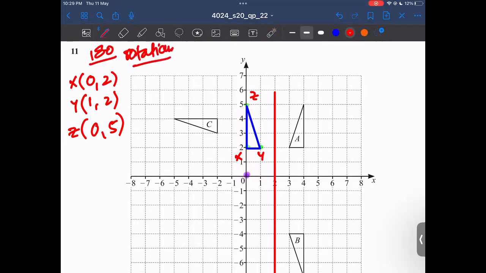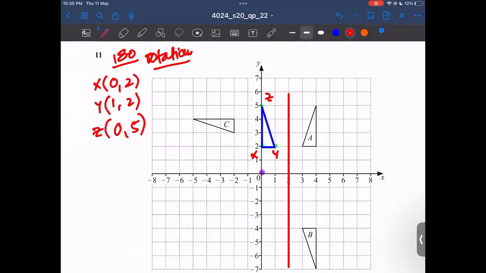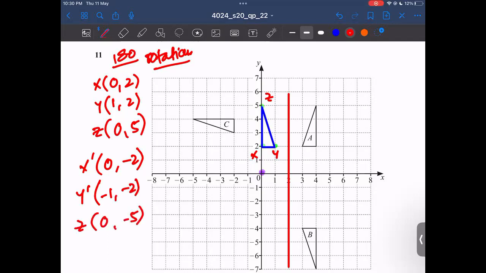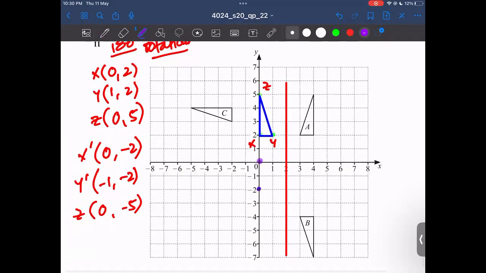in a 180-degree rotation, we are going to change the sign of every distance. This becomes -0, -2. So 0 is neutral, so it's just 0, -2. Y dash is going to be -1, -2. And z dash is going to be 0, -5. We are going to change the sign of all the distances over here. So how do we plot the 0, -2? We are going to plot the 0, -2 like this. 0, -2 is over here. Now where is -1, -2? -1, -2 is over here. 0, -5 is over here.